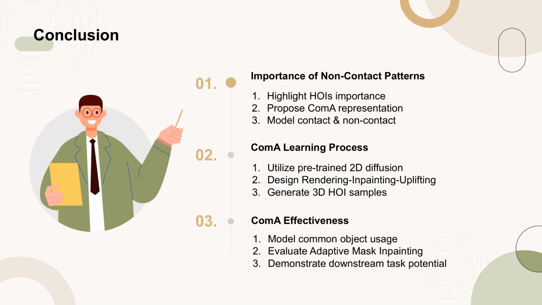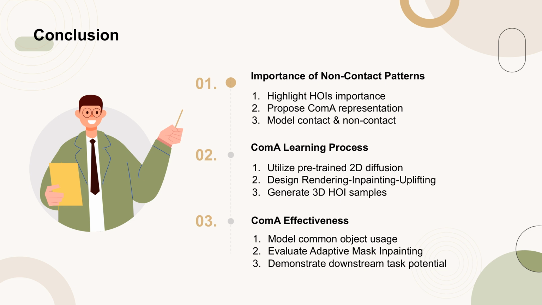In this paper, the authors emphasize the significance of learning non-contact patterns in human-object interactions, HOIs, and introduce a novel affordance representation called ComA. ComA is designed to model both contact and non-contact patterns. To learn ComA, a pre-trained 2D diffusion model is utilized, which already has prior knowledge of affordance. The authors design a rendering and painting uplifting pipeline to generate 3D HOI samples and learn ComA from these samples.